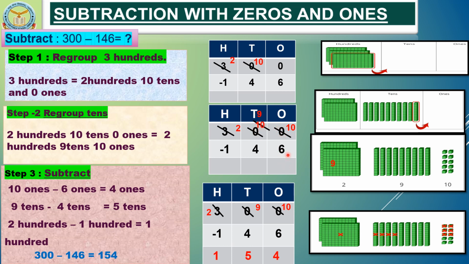Now subtract 6 ones from the 10 ones. So 10 ones minus 6 ones is equal to 4 ones. So write down 4 in the ones column.